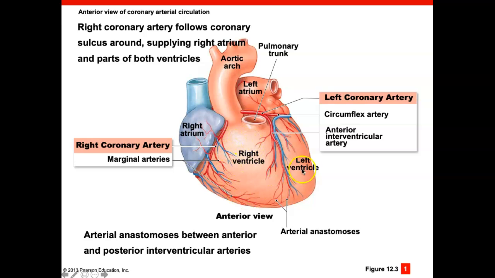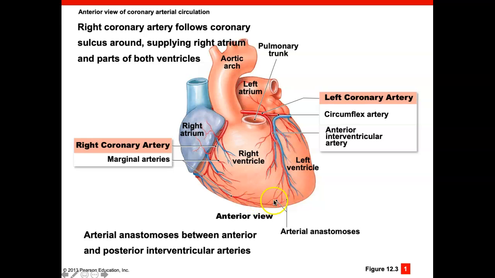So here we are again, anterior view, because it's pointing to the left. Here's our right atrium. Here's the aortic arch. Here are the tiny openings for the right coronary artery and the left coronary artery. So those are the only ones you have to know. There's many more, all these different branches, but we don't need to know them.